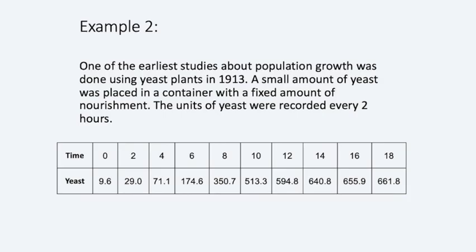Let's look at example 2. It says one of the earliest studies about population growth was done using yeast plants in 1913. A small amount of yeast was placed in a container with a fixed amount of nourishment. The units of yeast were recorded every 2 hours. So in the table, you see the value of time in the top row and then the number of units of yeast in the bottom row. So when we look at this, for example, after 6 hours have passed, there's 174.6 units of yeast.